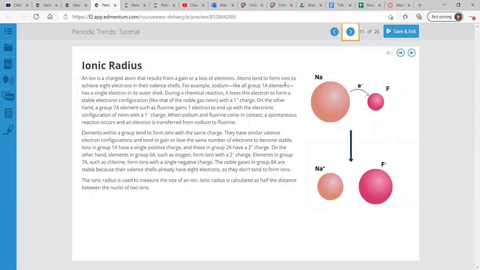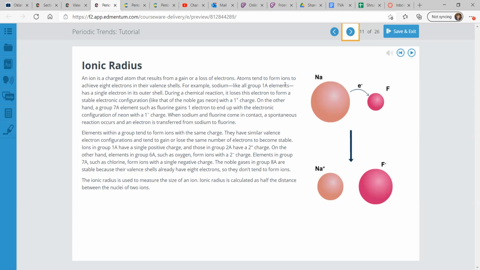An ion is a charged atom that results from a gain or a loss of electrons. Atoms tend to form ions to achieve 8 electrons in their valence shells. So they're trying to fill up the most outer shell so they can be stable and peaceful atoms. That's all everyone's trying to do.